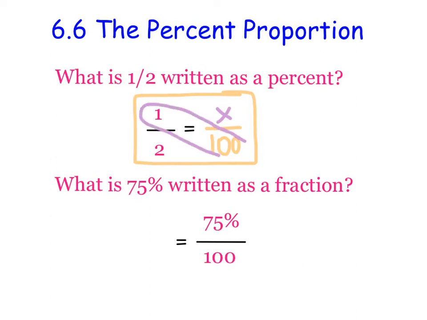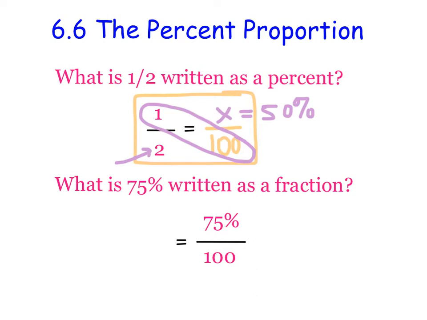and then use the skills that I know about solving a proportion. 100 times 1 is 100. Divided by 2 is 50. We already knew that it was 50% because that's what a half is, but we can use a proportion to find out missing pieces of that proportion.